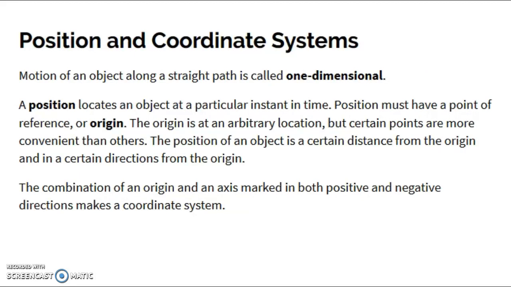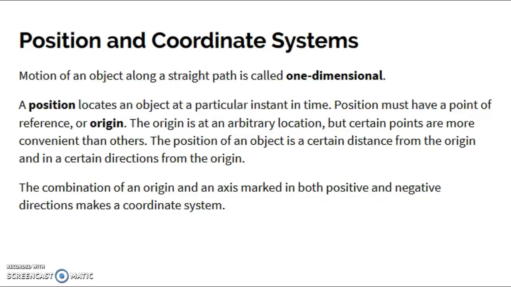So moving on here, talking about position and coordinate systems. First things first, when I talk about one-dimensional motion, it's basically just an object moving along a straight line path. If we were drawing a motion diagram of their motion, we'd be able to take a ruler and draw a straight line through their dot diagrams. So this is one-dimensional motion.